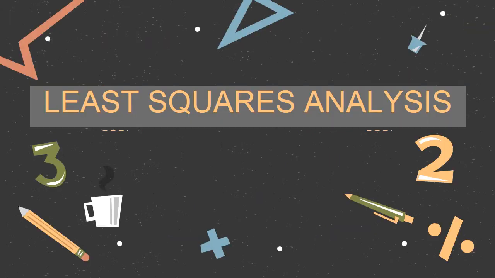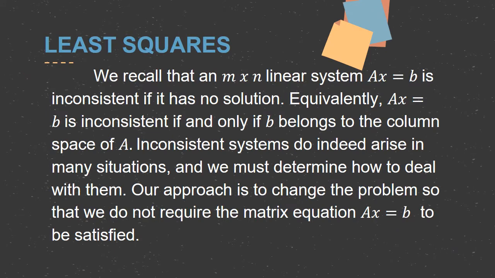Next is our least squares analysis. We recall that an m by n linear system AX = B is inconsistent if it has no solution. Equivalently, AX = B is inconsistent if and only if B does not belong to the column space of A. Inconsistent systems do indeed arise in many situations, and we must determine how to deal with them.